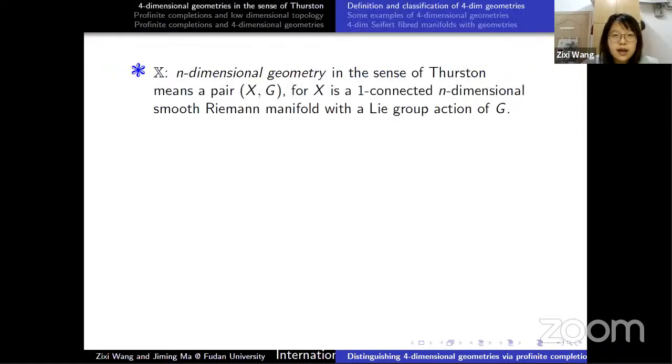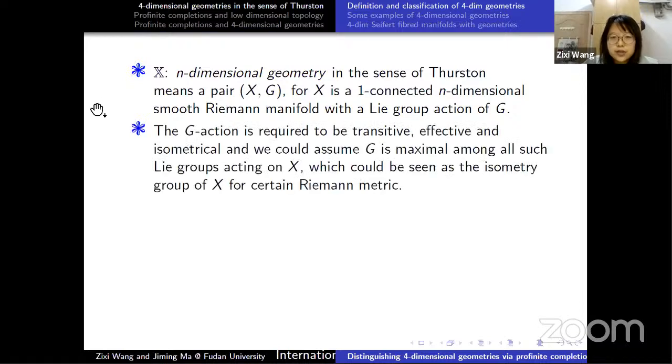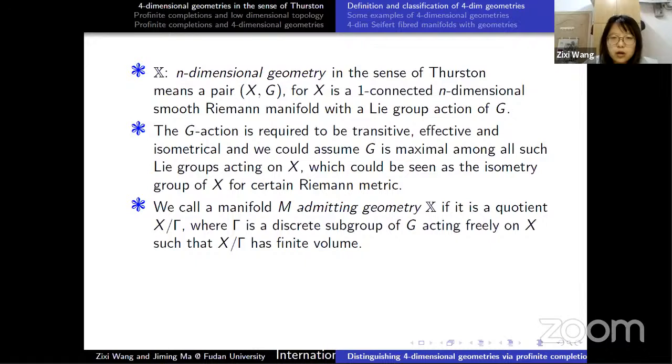We say X is an n-dimensional geometry in the sense of Thurston if it means a pair (X, G), where X is a simply connected n-dimensional smooth Riemannian manifold with a Lie group action G. This G action is required to be transitive, effective, and isometric, and which could be seen as the isometry group of X for a certain Riemannian metric. So G is maximal among all such Lie groups acting on X. And we call a manifold M a manifold with the geometry X if it's a quotient of X by a discrete subgroup gamma of the isometry group, such that the quotient has finite volume.